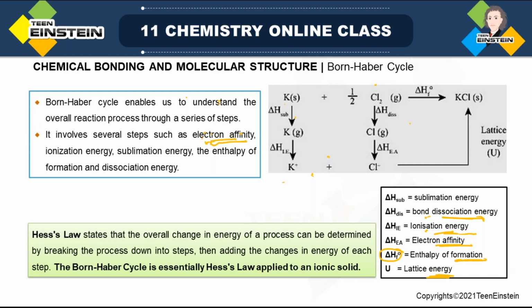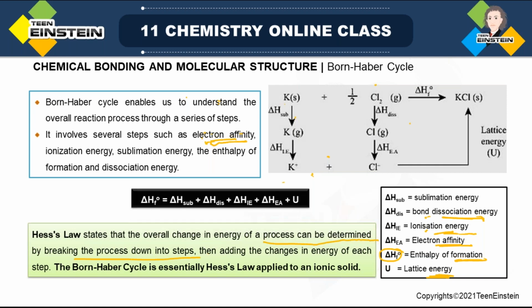Now, what does this law state? This law states that the overall change in energy of a process can be determined by breaking the process down into some steps. Then you can add all the changes in energy of each step. So that we have done here. And see here, del H F naught, that means this enthalpy of formation, is actually equal to all these 5 terms.